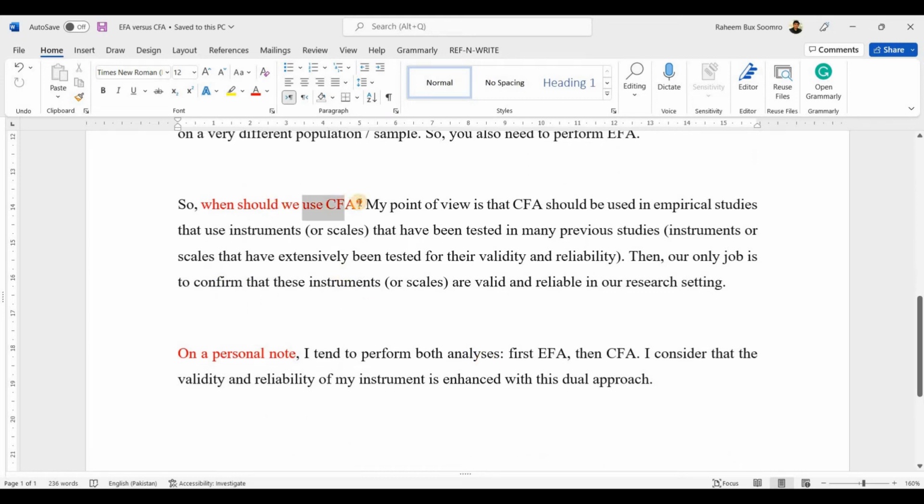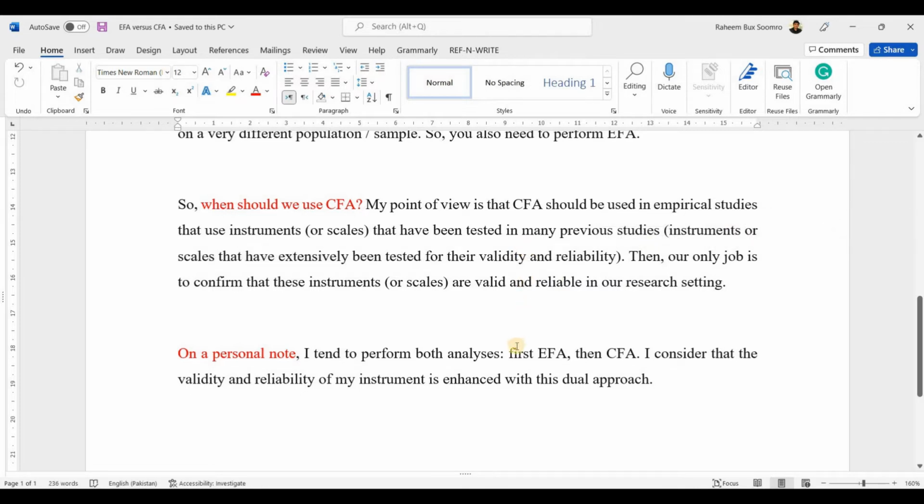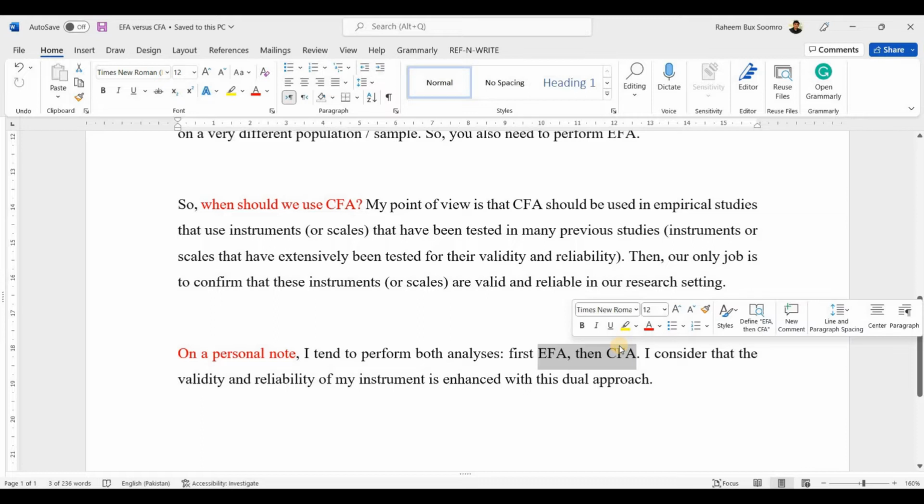When should you apply CFA? From my point of view, CFA should be used in empirical studies that use instrument scales that have been tested in many previous studies. There are instruments which have been extensively used and their reliability and validity are well established. In this case, you can directly apply the CFA rather than applying the EFA. But at the end, if you apply both EFA and CFA, I think there is no harm.